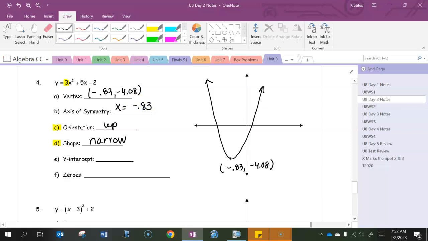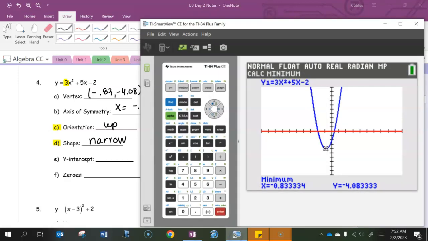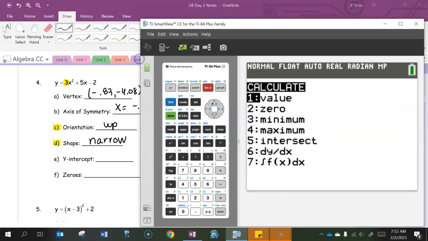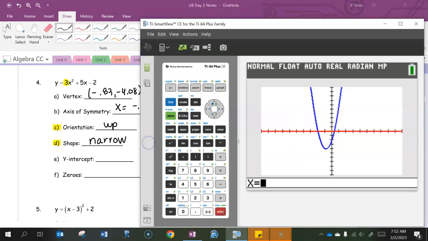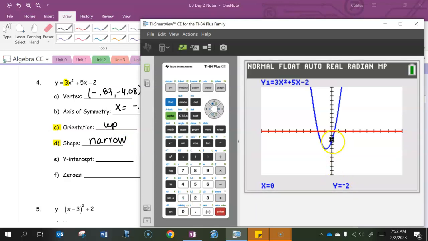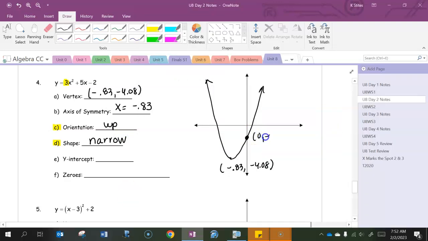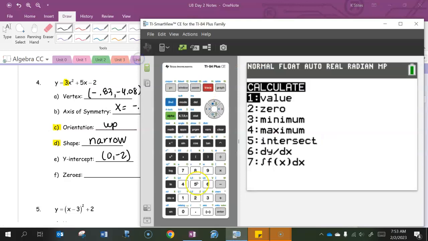Okay, 2 more things. Y-intercept is right here. That one is second trace, value, and x equals 0. So 0, negative 2. Put that here. And finally, zeros, we have 2 of them. And so that is our second trace 5.